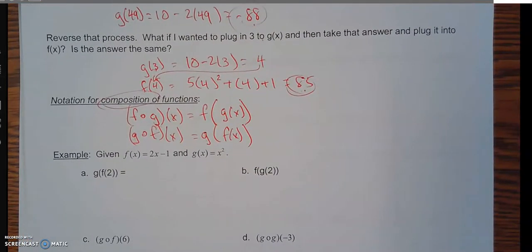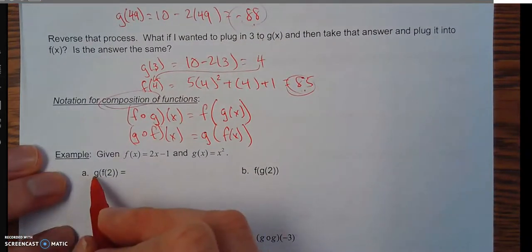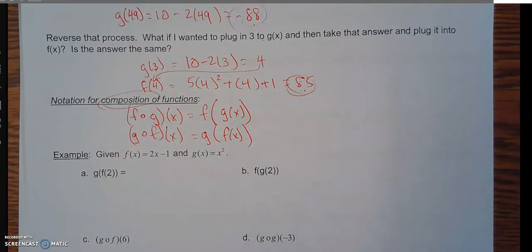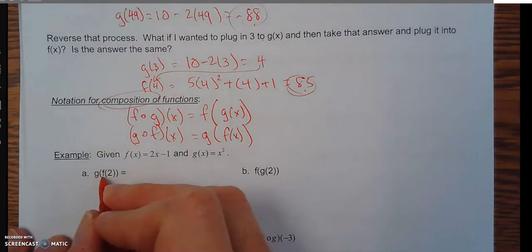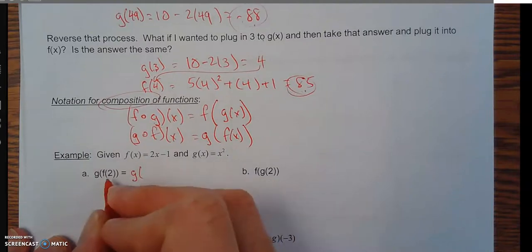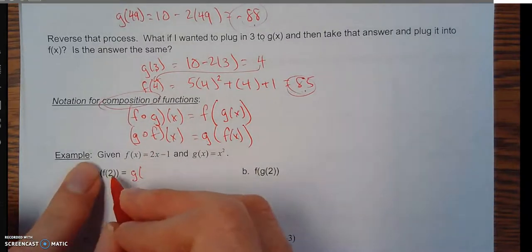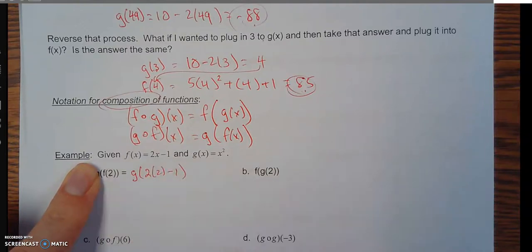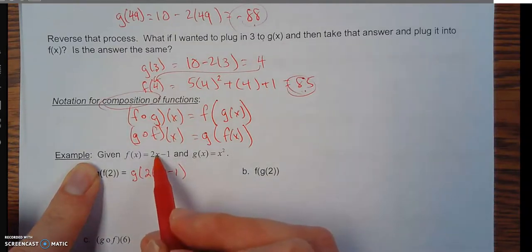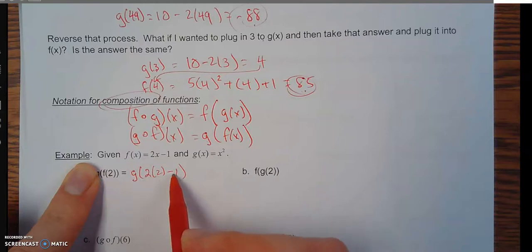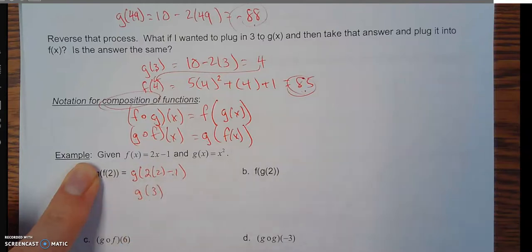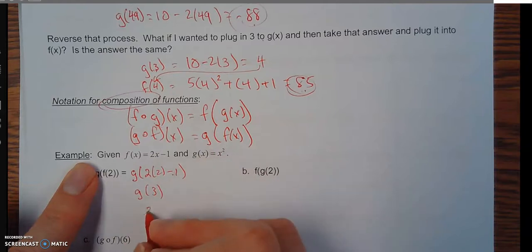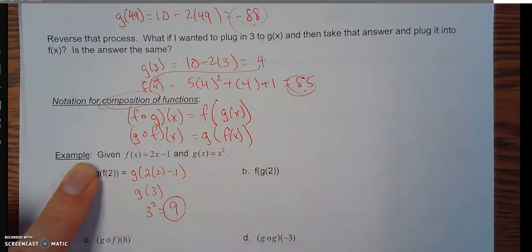So here, with this notation over here, I'm going to take what I get when I plug 2 into f. So f of 2 would be 2 times 2 minus 1, because that takes out the x and plugs the 2 in, so it's 4 minus 1, which is 3. Simplifying that, I get g of 3. G of 3 says take 3 squared, so that'd be 9.